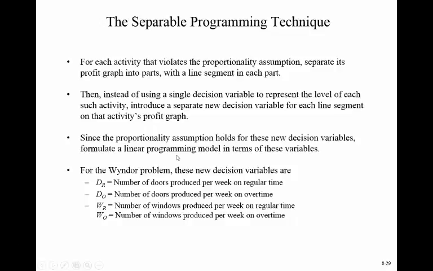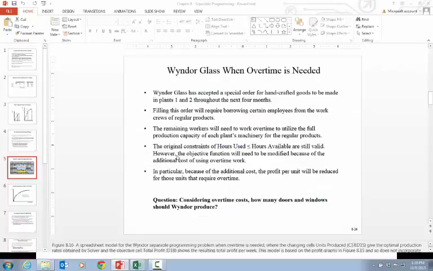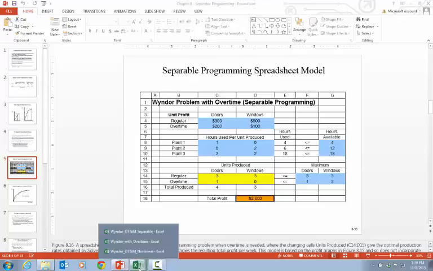So the proportionality assumption, though, will hold for these new decision variables because DR basically can only take a value from 0 to 3, and the DO can only take a value of 0 or 1. In other words, it's 2 separate lines, 2 separate slopes, and each one has a fixed range in terms of how many are available. And that's what we translate as we go into the model itself.